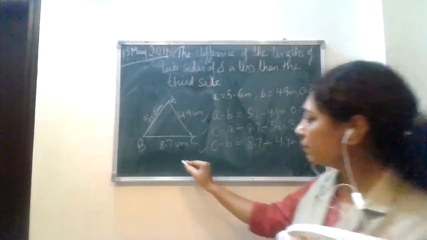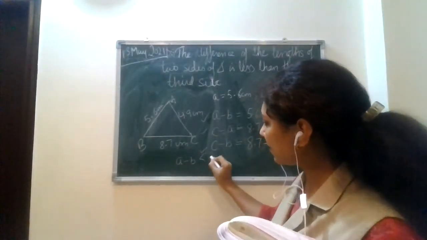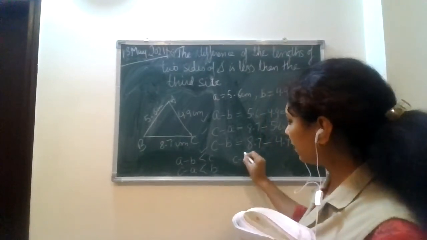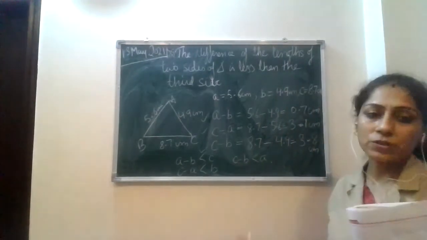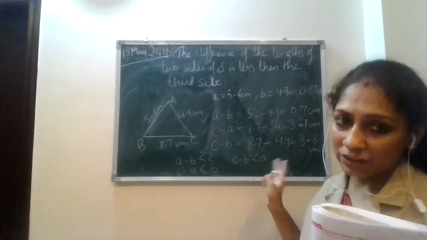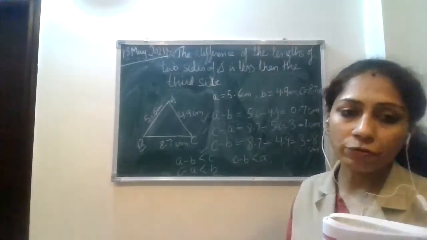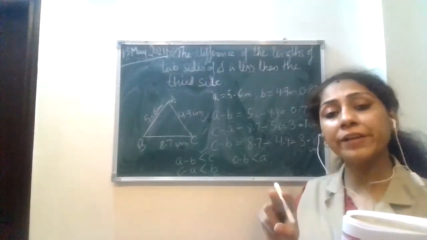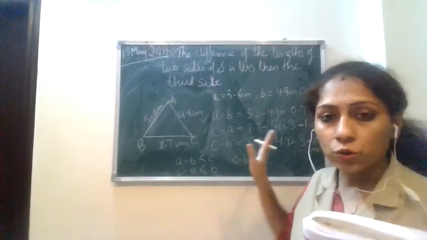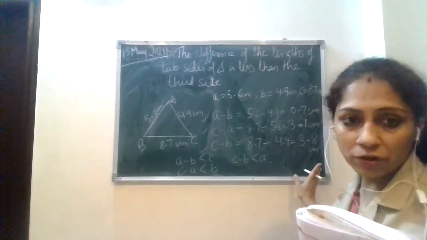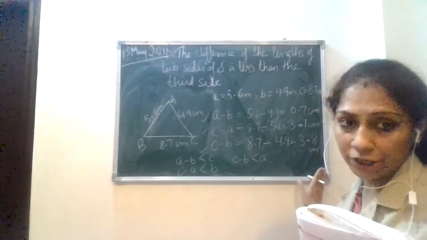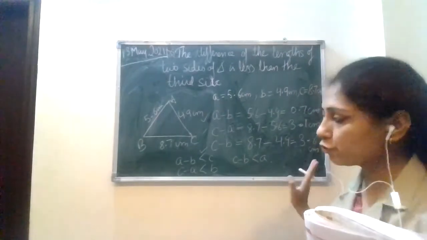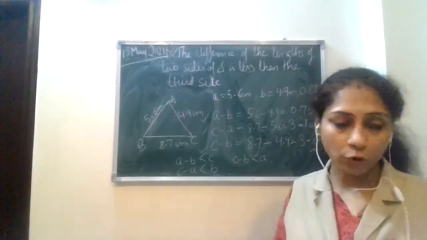So here I can write the result. A minus B is less than C. C minus A is less than B, and C minus B is less than A. Right? So this is the second property, following that addition of length, the subtraction of length. It should be less than the third side. Okay, the sum should be greater than the third side. You write it, you do all these things. With expressions you have to do it, so that it is complete in your mind. There is no excuse to forget it. Okay, you have to remember both the properties, because it's very important.